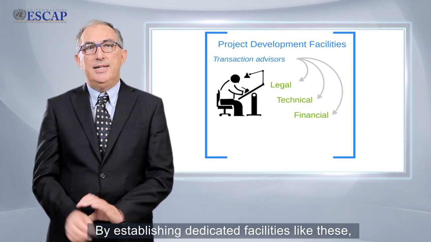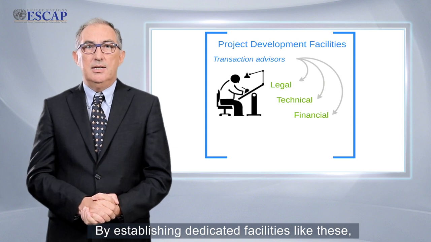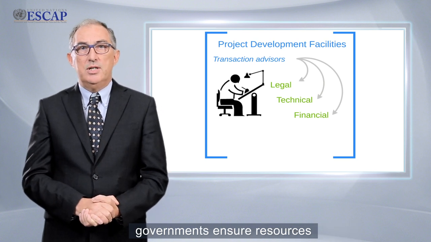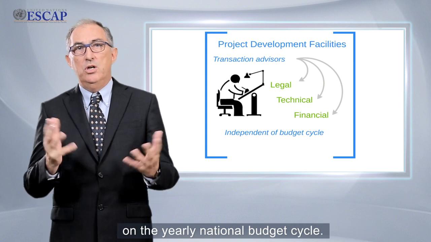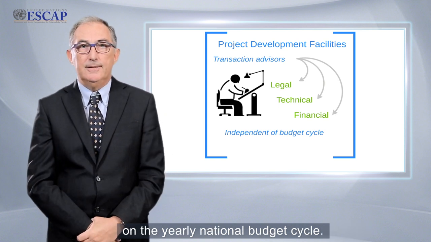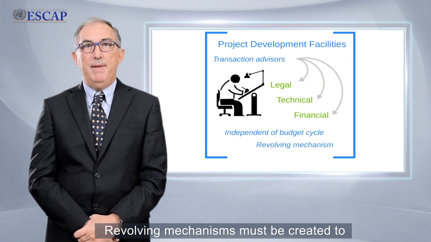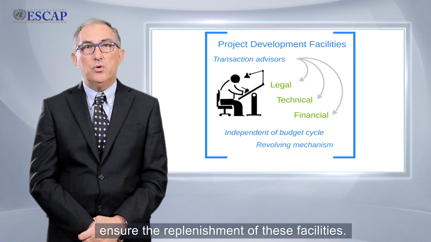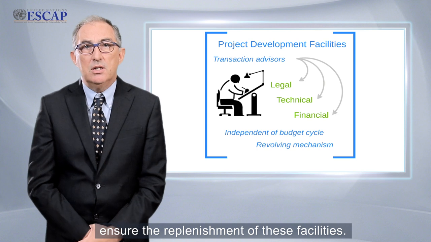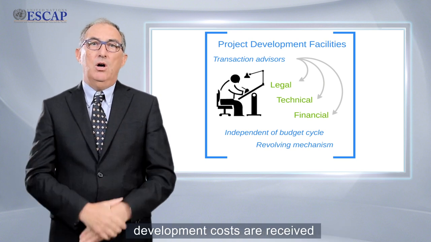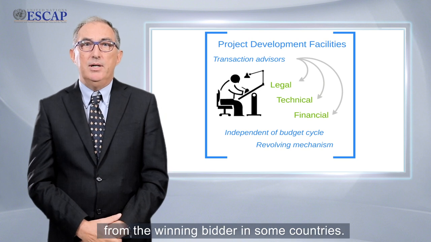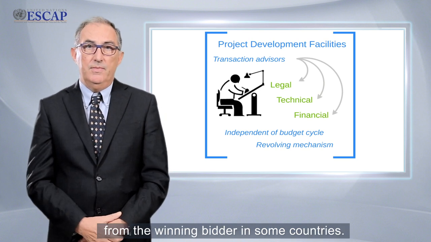By establishing dedicated facilities like these, governments ensure resources can be quickly mobilized and are not dependent on the yearly national budget cycle. Revolving mechanisms must be created to ensure the replenishment of these facilities. To this end, development costs are received from the winning bidder in some countries.